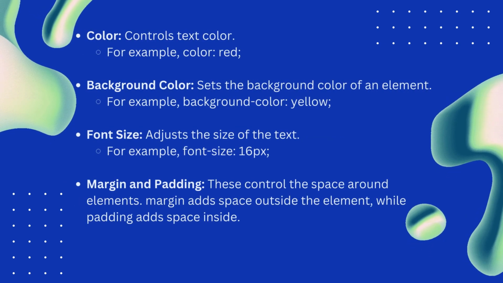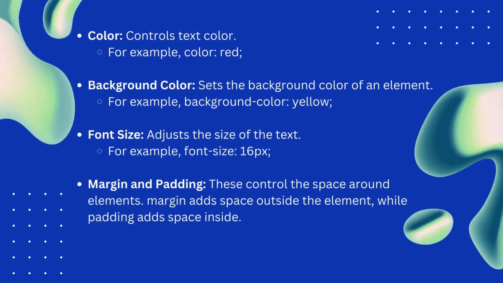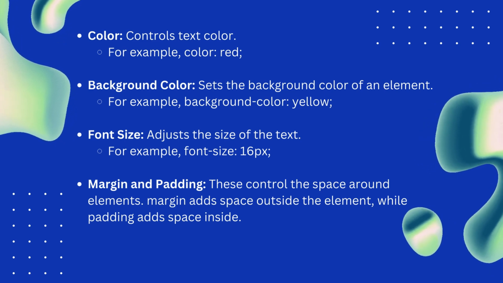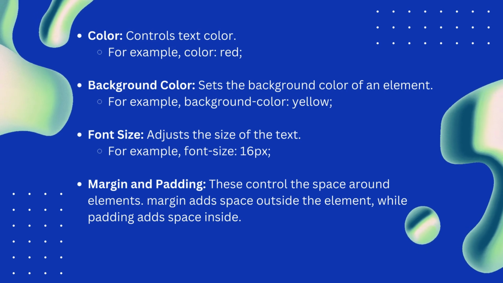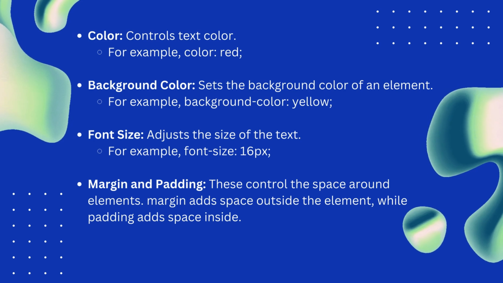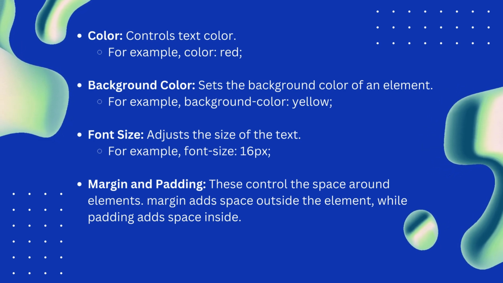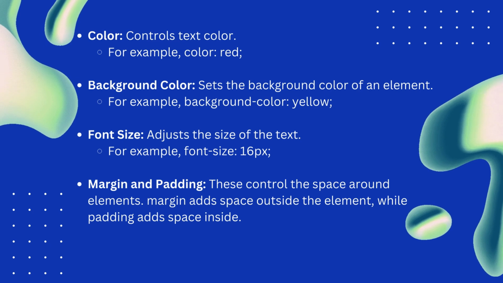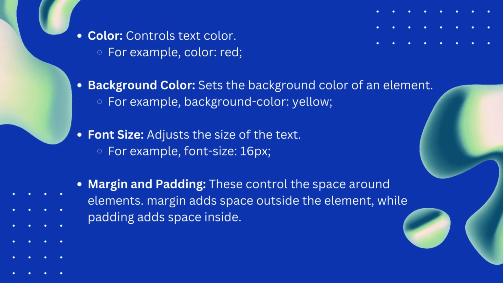Now that we understand how to use CSS, let's look at some basic properties. Color controls text color. For example, color red. Background color sets the background color of an element. For example, background color yellow. Font size adjusts the size of the text. For example, font size 16 pixels.